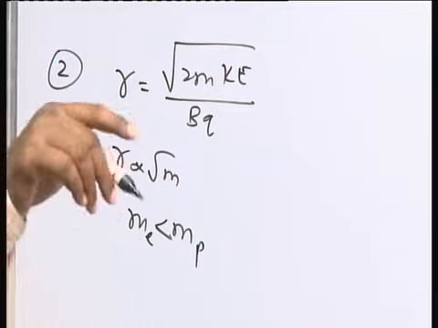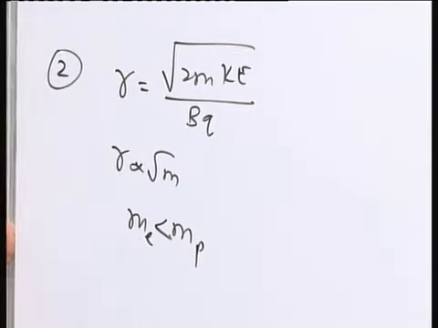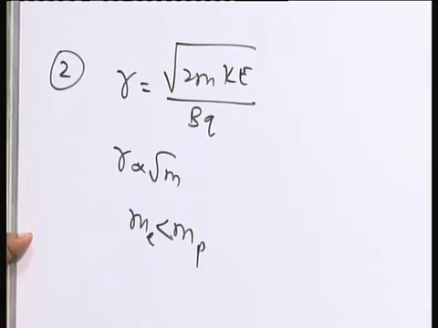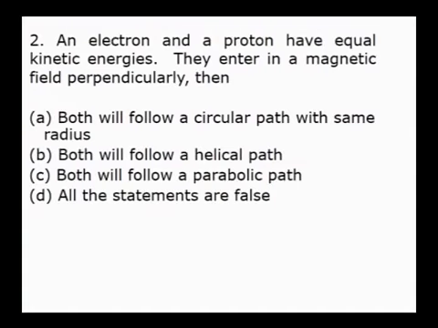In the statements, the first statement is that both will follow a circular path of the same radius. That is not possible. Second is that both will follow a helical path. Helical path comes only when theta is greater than 0 and less than 90 degrees, meaning any angle other than 0, 90 and 180. Third is that both will follow a parabolic path. Parabolic path will never come in magnetism, it comes only in electrostatics. Fourth statement is that all the statements are false. So here all the three statements are false, therefore we will take the fourth option.